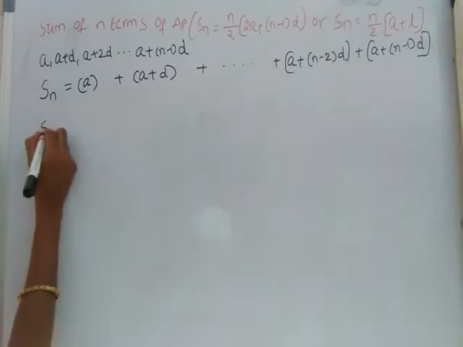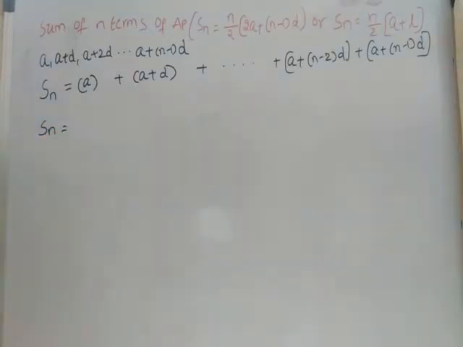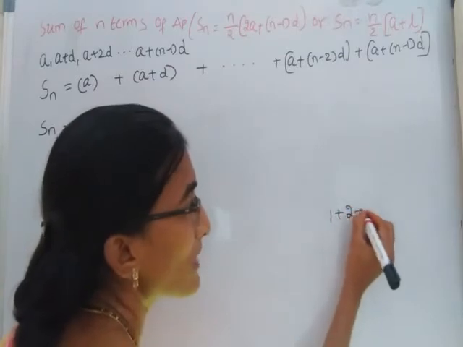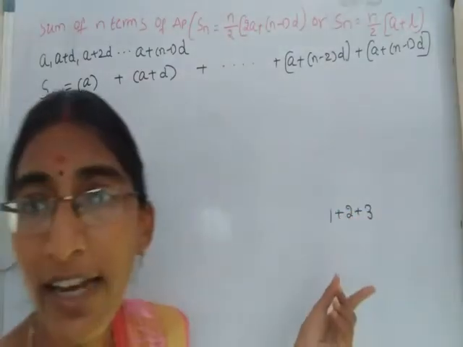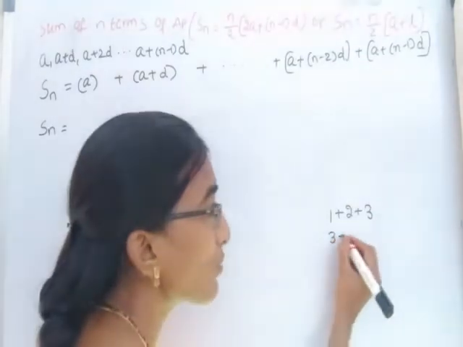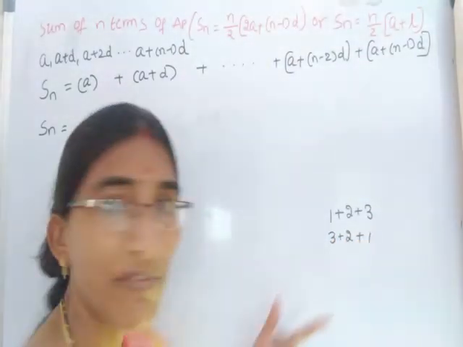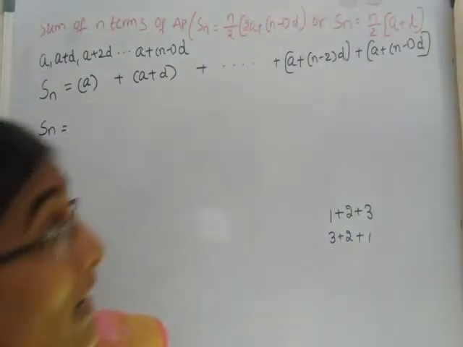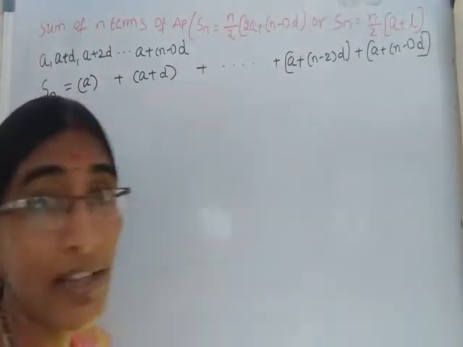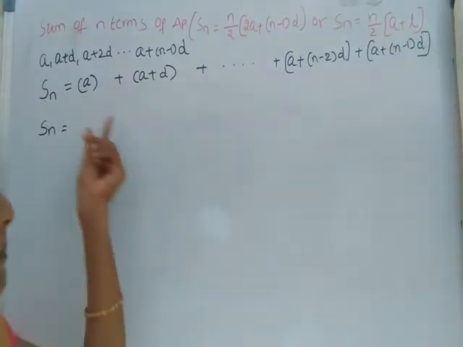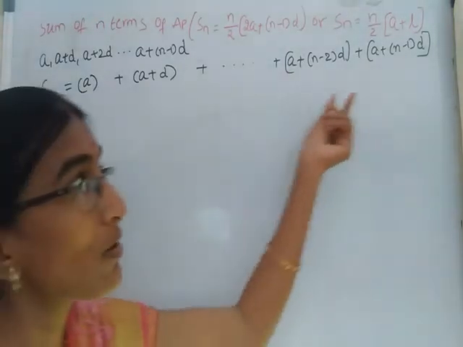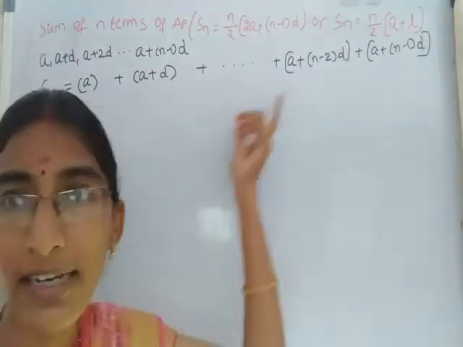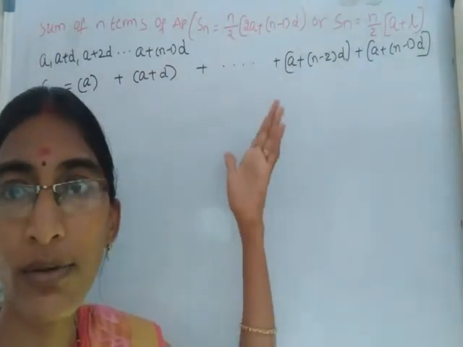Now again let us write this Sn. Suppose we have to find 1 plus 2 plus 3, can we write it as 3 plus 2 plus 1 or not? Both are equal or not? Yes, these two are equal. Like that, the sum of the n terms of an AP, a plus d plus and so on, a plus n minus 1 into d, if we write it in reverse order, that is also equivalent to the same.